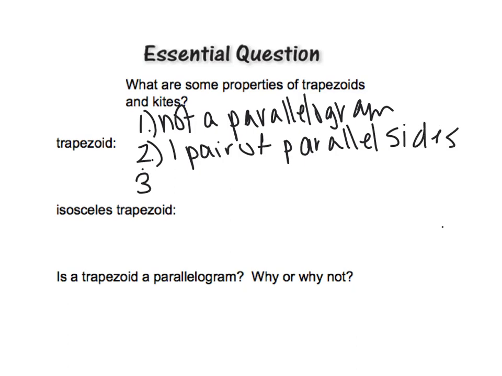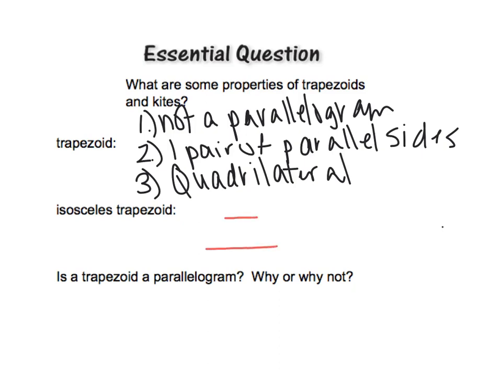And the other thing, it is a quadrilateral though. So it does have angles on the interior that add up to 360 degrees. If we are talking about an isosceles trapezoid, basically what we're looking at is a trapezoid. So we'd have one pair of opposite sides that are parallel, so if those two sides are parallel to each other, and then we'd have one pair of congruent sides.